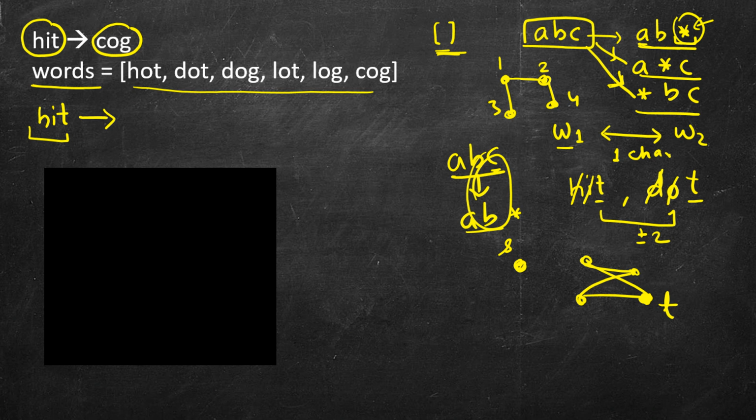So from hit we can go to hot, because there is hit, hot. The difference is just here, all the two words are same. So we can go to hot. From hot, can we go to any other word from hit? No. Dot, no. Dog, no.